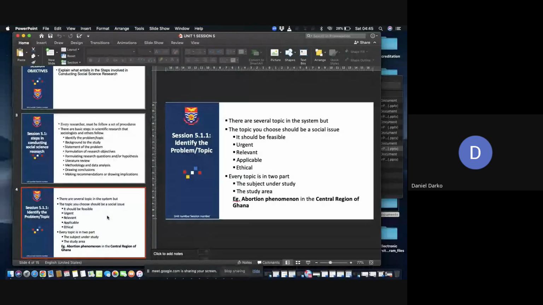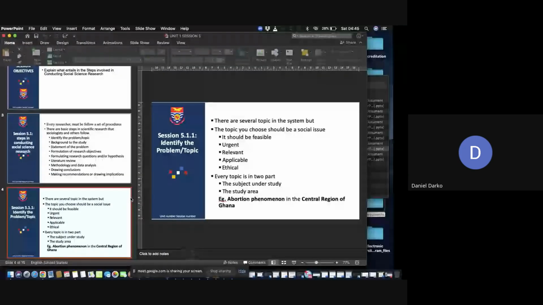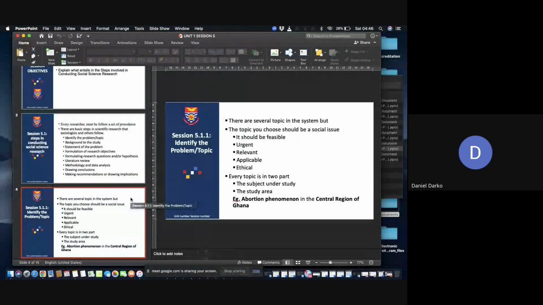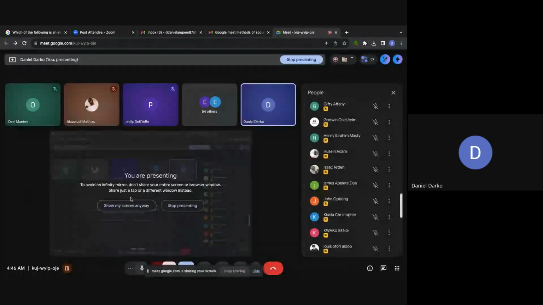So there are several topics in the system, but the topic you choose should be a social issue. Since we are from social sciences, we expect that the topic should be a social issue. The topic, like I said, should be feasible, urgent, relevant, applicable, and ethical. In other words, it should not harm anyone. The topic should not be one where people will be harmed. Please, is that clear?